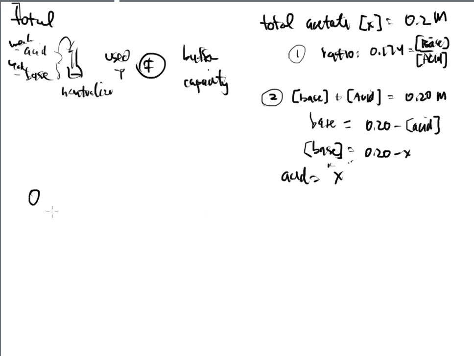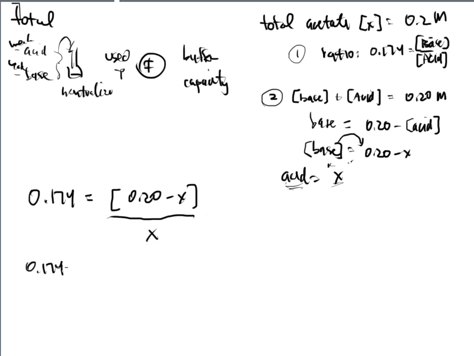Now look what I can do. My ratio is 0.174 equals the concentration of the base. I don't know what that should be, right? But I've just solved this second piece of the equation, 0.20 minus x. And then the concentration of the acid, I said my acid is equal to the x variable, so x is going to go there. Now all of a sudden I've got this algebra equation that I can solve a little bit better here.